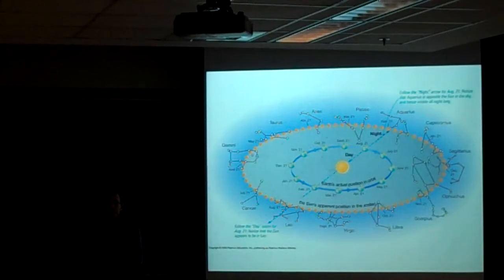Yes? Does Earth orbit speed like faster or slower throughout different times of the year? It does, because we know that a planet moves faster when it's close to the sun, slower when it's further from the sun. We're closest to the sun in January, furthest in July. So Earth is moving faster around the sun in January, slowest around the sun in July.